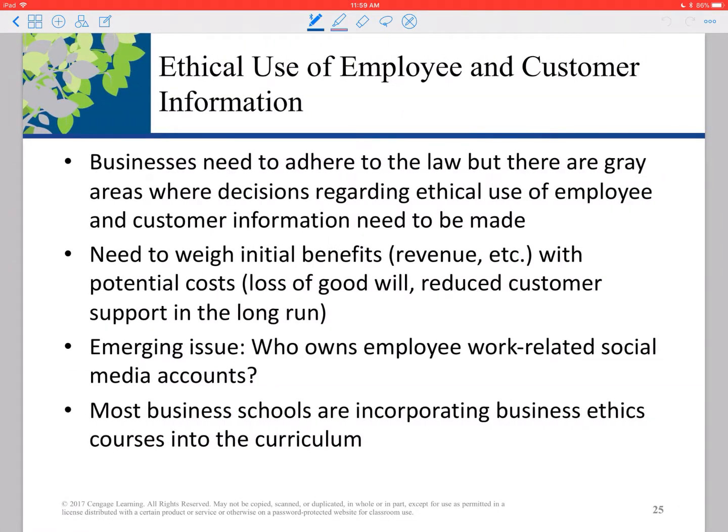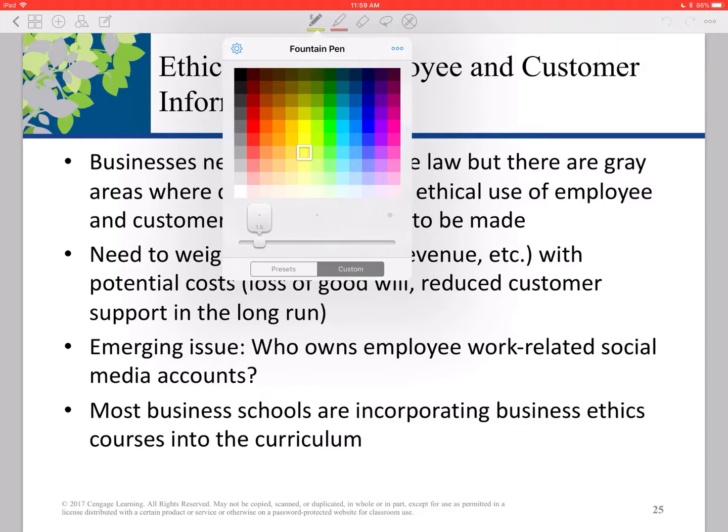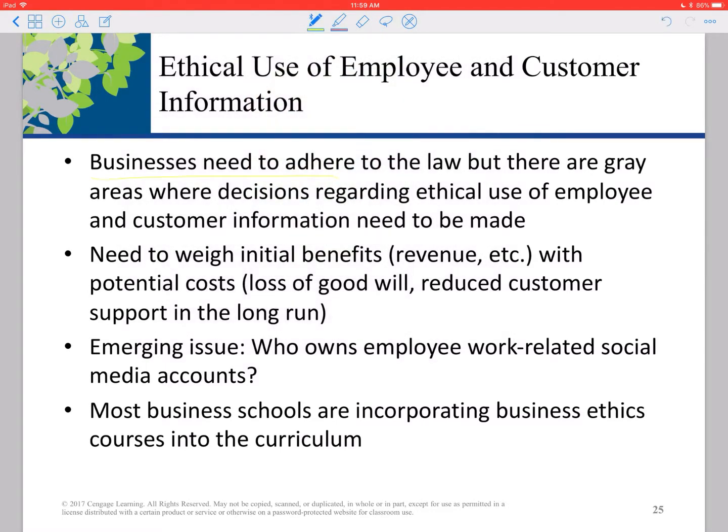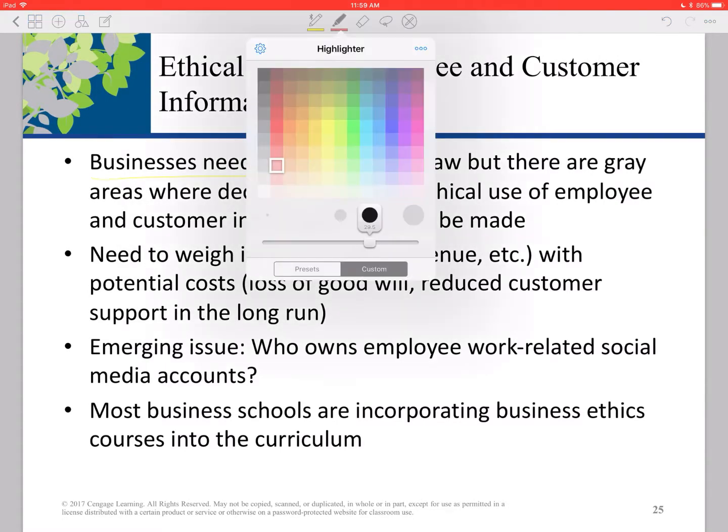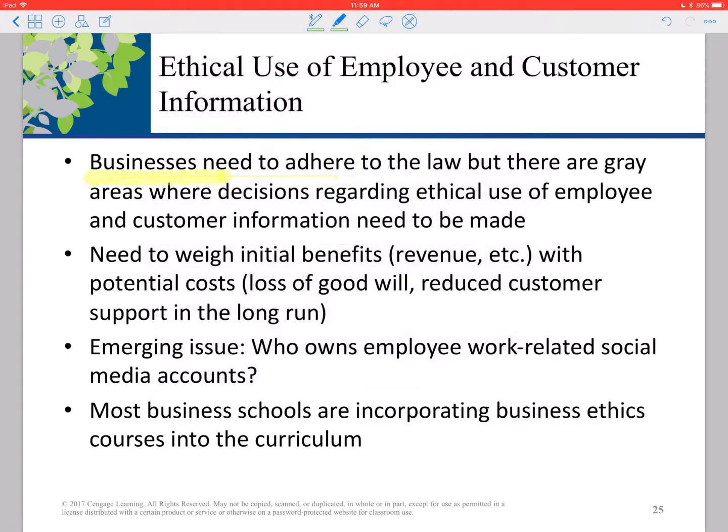Okay? Ethical use of employee and customer information. Here's the takeaway here. There are laws that govern how your information should be used by companies, okay? And we saw a little bit of this when we looked at Spokio in the last reflection of technology.